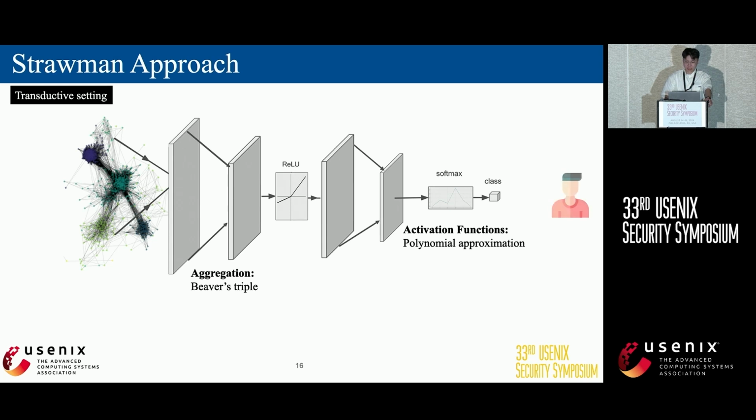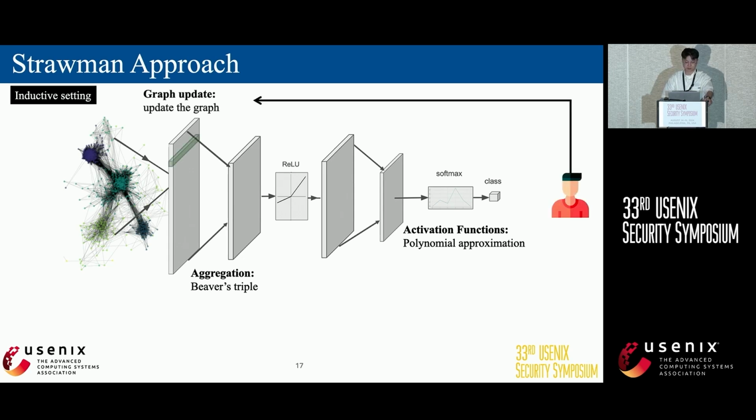So in the transductive setting, to realize the secure GNN, we now have our strawman approach. The client feeds the graph into the model, and the model propagates and returns the inference result to the client. The entire process is secured. The client uploads the graph in secret shared form, and the secure aggregation is done by using Beaver triples. The secure activation is done by polynomial approximation. It is secure and simple, but there is an issue. The graph is static and cannot undergo updates.